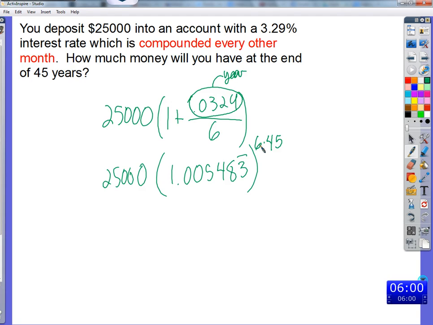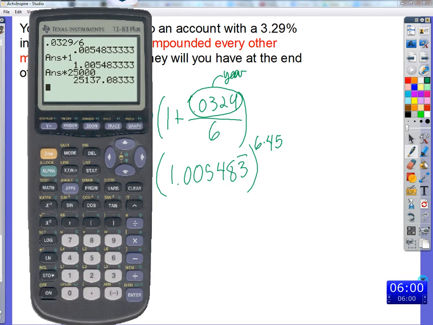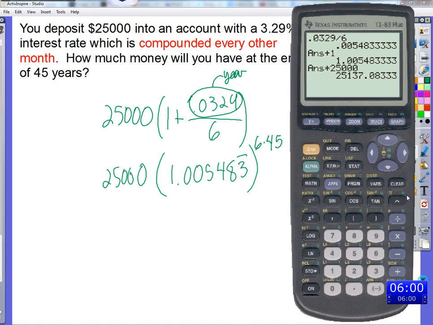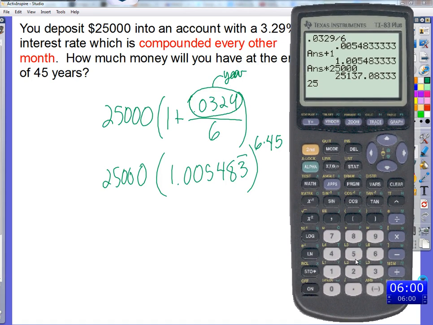And wouldn't you have to put parentheses? The way it's written right now is correct. But if I go to use my calculator, yes, I do want to be careful about how I enter it. You'll do that with parentheses, and then you'll take it times 25,000. So I'm going to do this again just because it's more accurate. If I just put in 1.005483, it'll be pretty good, but it won't be as good as this.